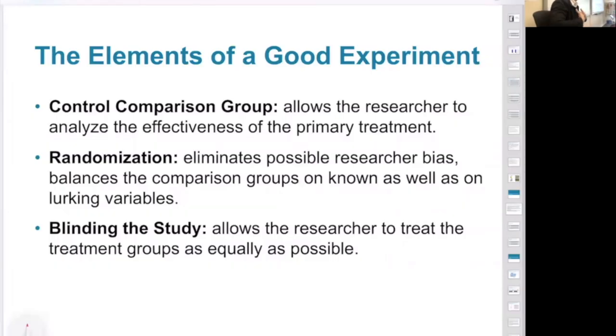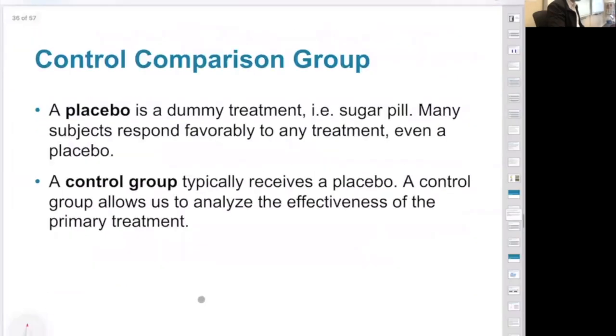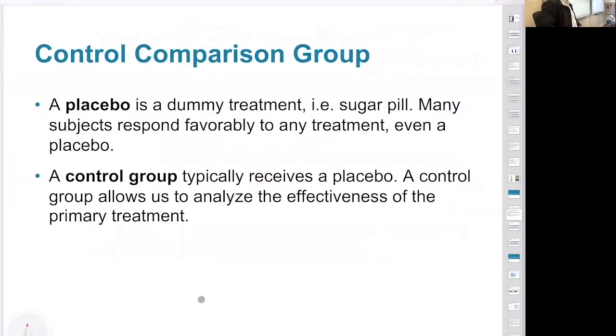So the subject will not know if he will receive the real treatment or the fake treatment in this case. So for the control comparison group, as I said to you, we have a fake treatment and a real treatment. So the group who take the real treatment, we call them the control group.